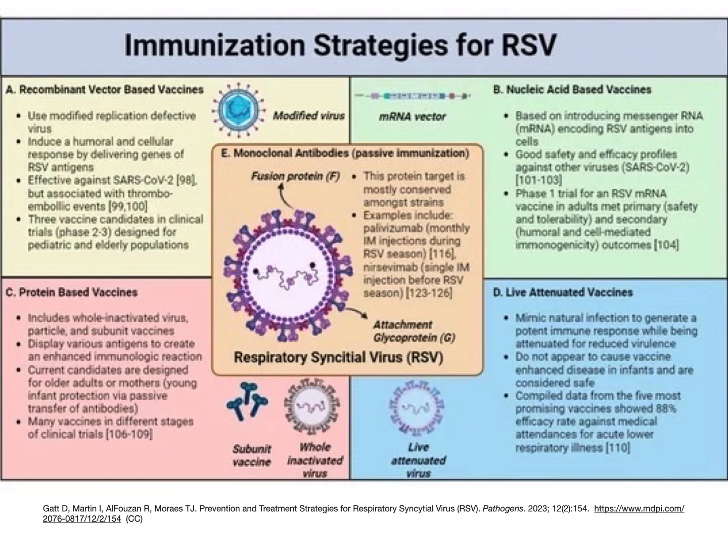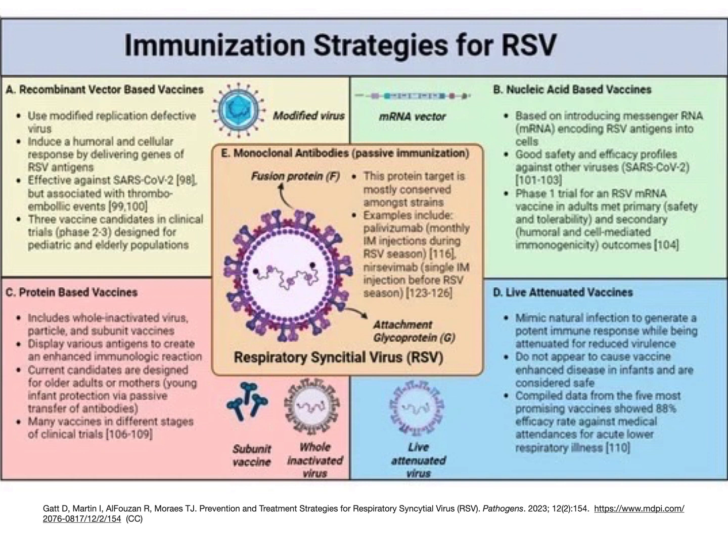Immunization strategies for RSV. A. Recombinant vector-based vaccines. Use modified replication-defective virus, inducing a humoral and cellular response by delivering genes of RSV antigens. Effective against SARS-CoV-2, but associated with thromboembolic events. 3 vaccine candidates in clinical trials designed for pediatric and elderly populations.